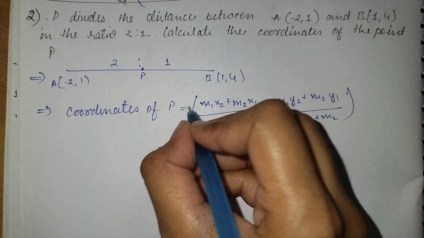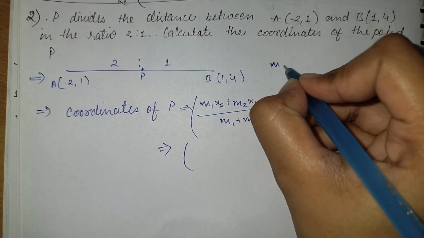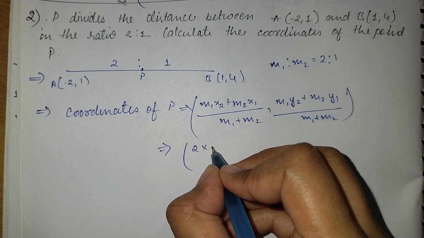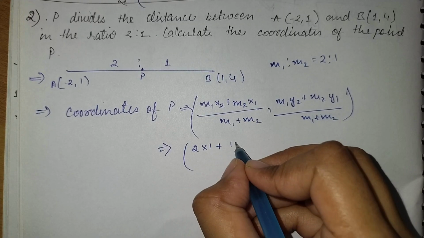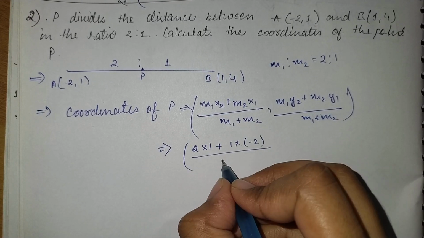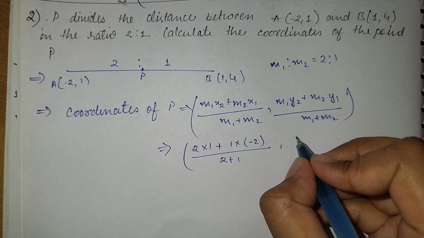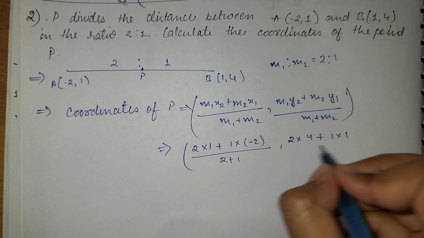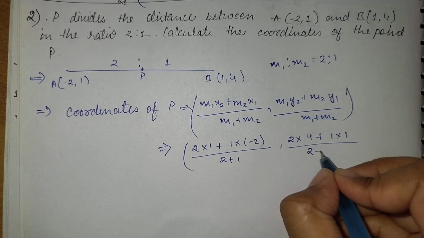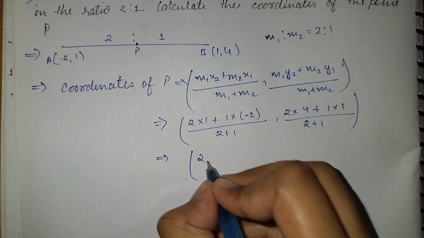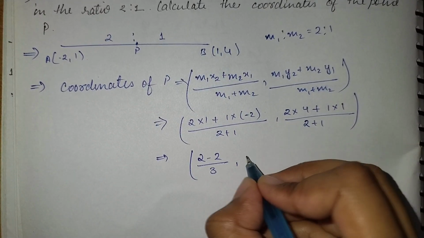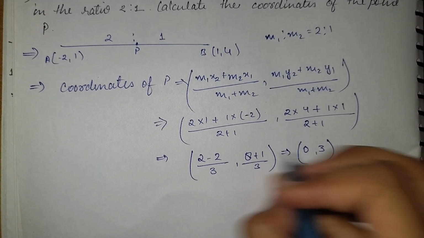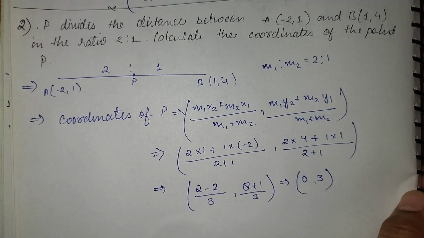Putting the values in this formula, the ratio m1:m2 is given to us as 2:1. So that will become (2 into 1 plus 1 into minus 2) upon (2 plus 1), and for y it will become (2 into 4 plus 1 into 1) upon (2 plus 1), which equals (2 minus 2) upon 3 comma (8 plus 1) upon 3. That will become 0 comma 3. So these are the coordinates of P, and this is the solution of question number 2.